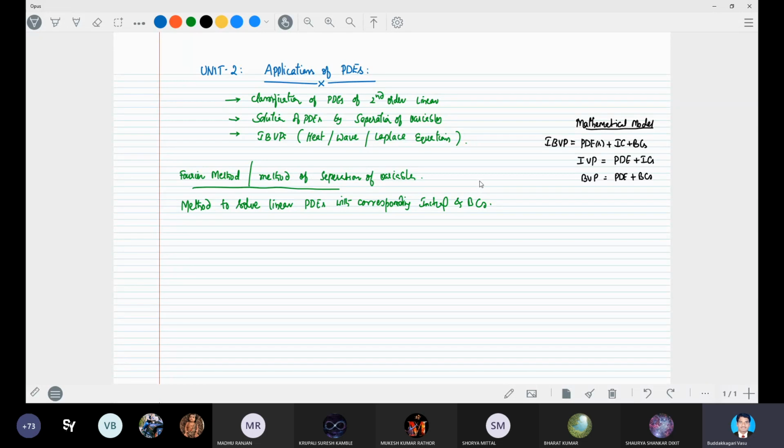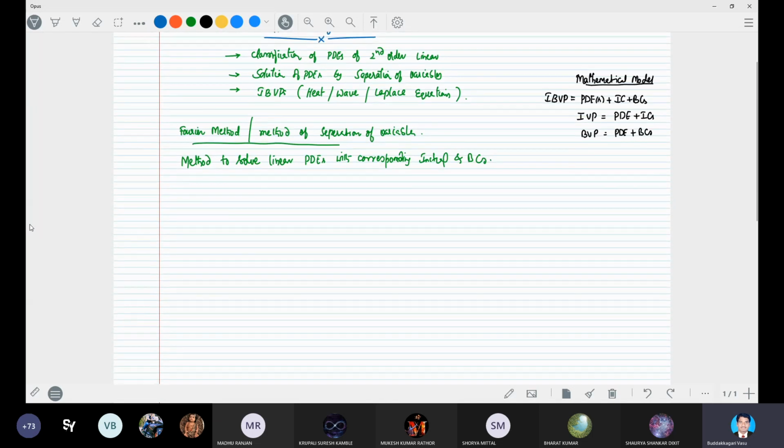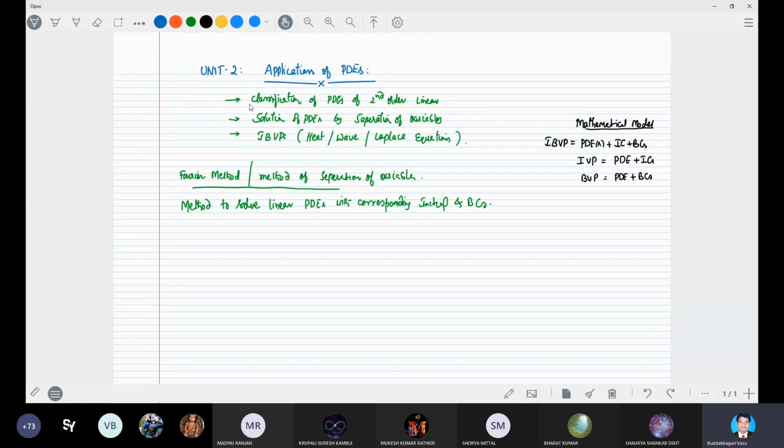Okay, right. So now let us see, before going to the partial differential equations with initial and boundary conditions, first let us classify the PDEs of second order. The first step we will look at, we can classify the PDEs. Classification.